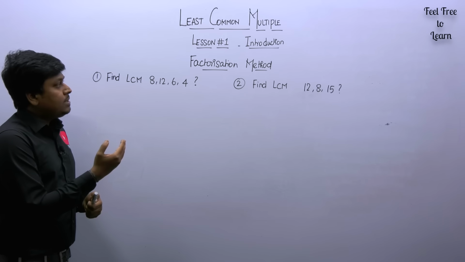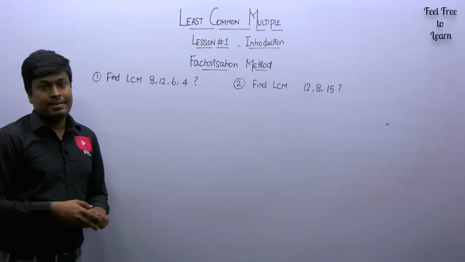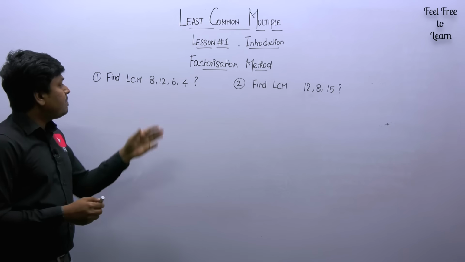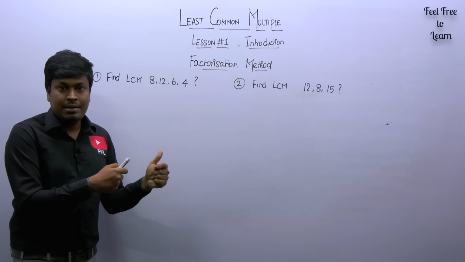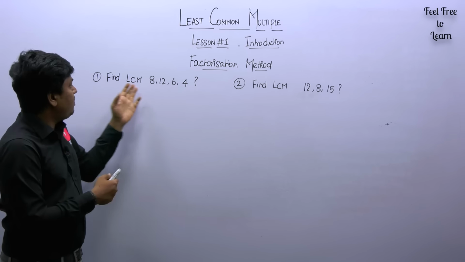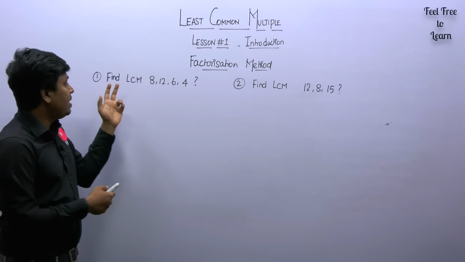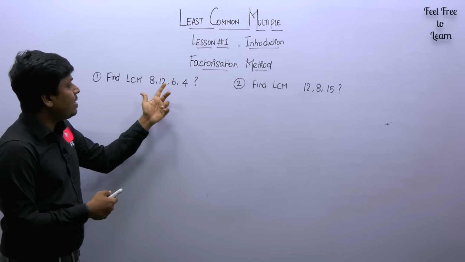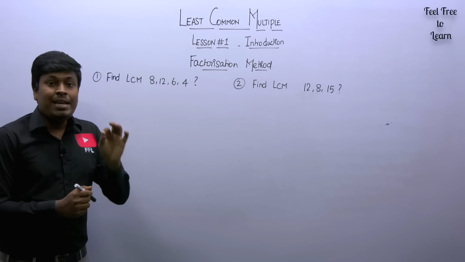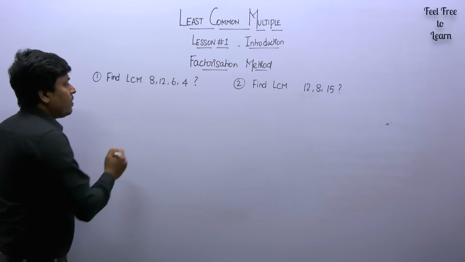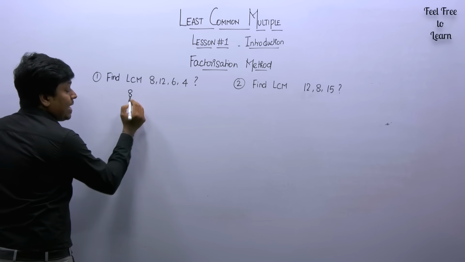So the next method to find an LCM is the factorization method. The factorization method is actually a lengthy process. Let me take an example question. Find LCM for 8, 12, 6 and 4. Just see, we need to factorize each and every number. For example, first let me take 8. We have to factor this.